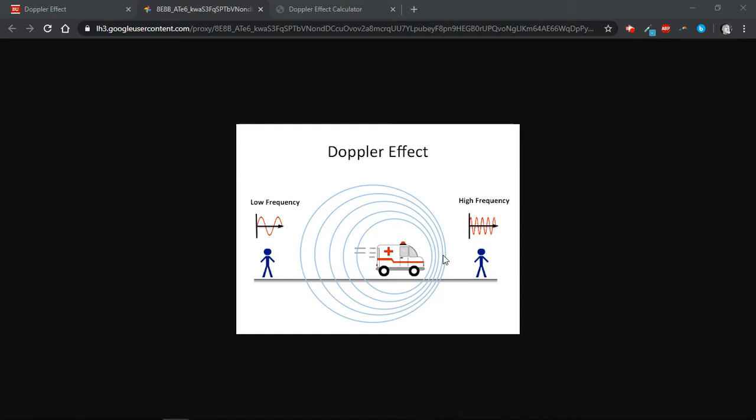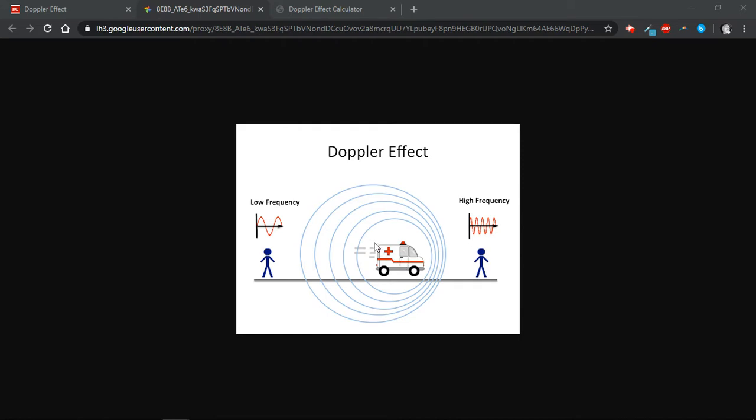Well, remember the wave equation, V equals F lambda. If the wavelengths are smaller, the frequency is higher. So see here, wavelengths are smaller and they're happening more frequently. So this guy's going to hear a higher frequency than what's actually being emitted from the source. That's if it's moving towards.